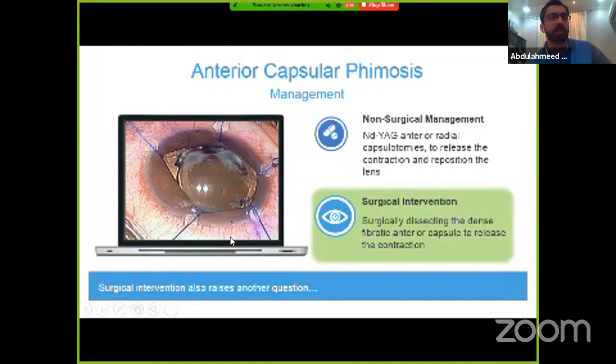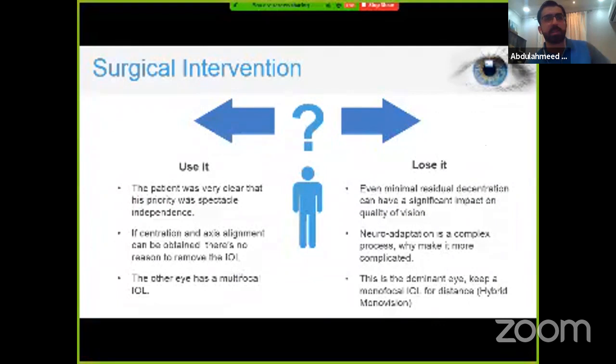Actually, we did go for surgical intervention eventually, which raised another question: whether to use the same lens or remove it and replace it with a monofocal, as the doctors mentioned. The patient was very clear during the discussion that his priority is spectacle freedom, and he wanted to save the lens as much as we can. So, keeping that in mind, we consented the patient for the possibility of exchanging it with a monofocal, like Dr. Tariq said, and we went ahead with surgical intervention.